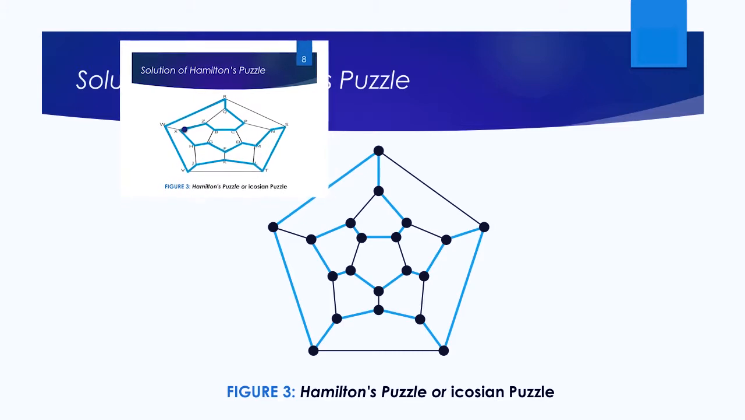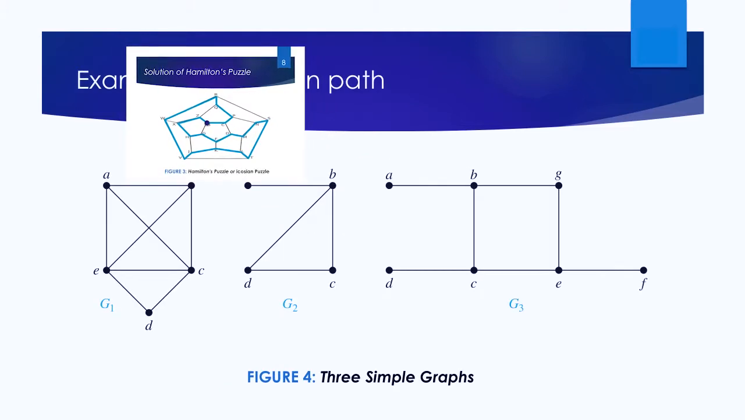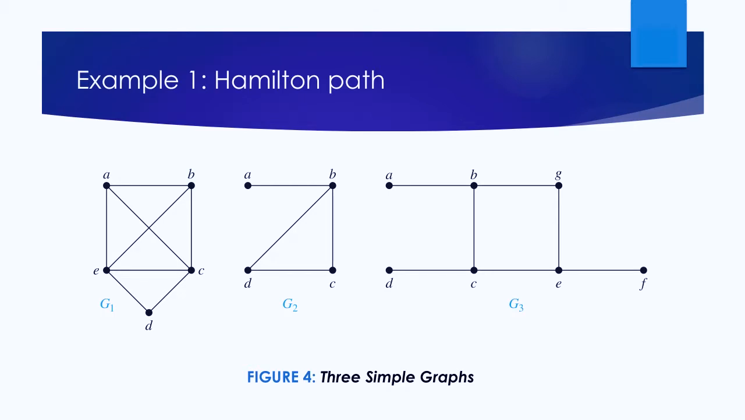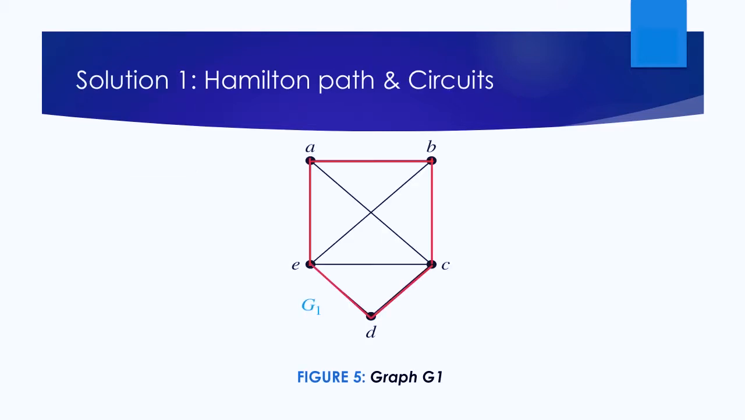To clearly understand Hamilton paths and circuits, let us take the following example. Which of the simple graphs have a Hamilton circuit, or if not, a Hamilton path? G1 has a Hamilton circuit, and this could be A, then B, then C, then D, then E, and then A, as shown in figure 5.